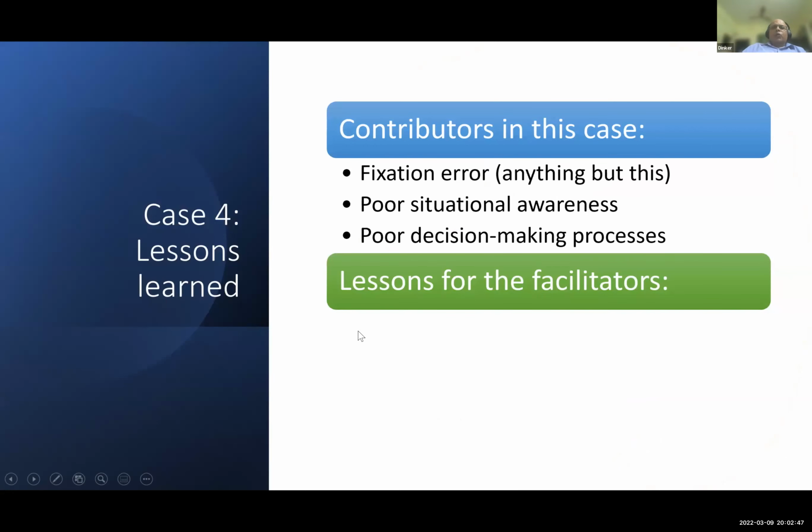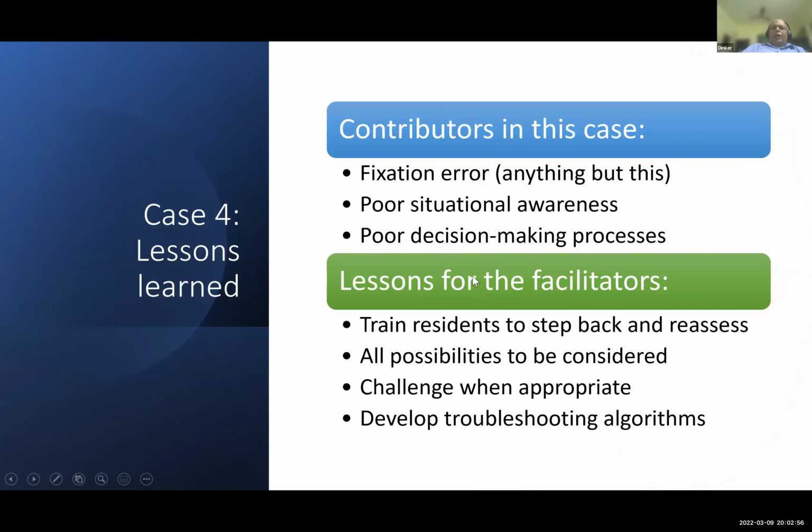So the contributors were fixation error, so it can be anything but the tube in the wrong place, poor situational awareness, and again, poor decision-making processes. And the lessons for the facilitators: train residents to step back and reassess. So you have something going wrong and your actions are not improving the patient. Always think, am I missing something here? Is there something else that is going on? All possibilities need to be considered.